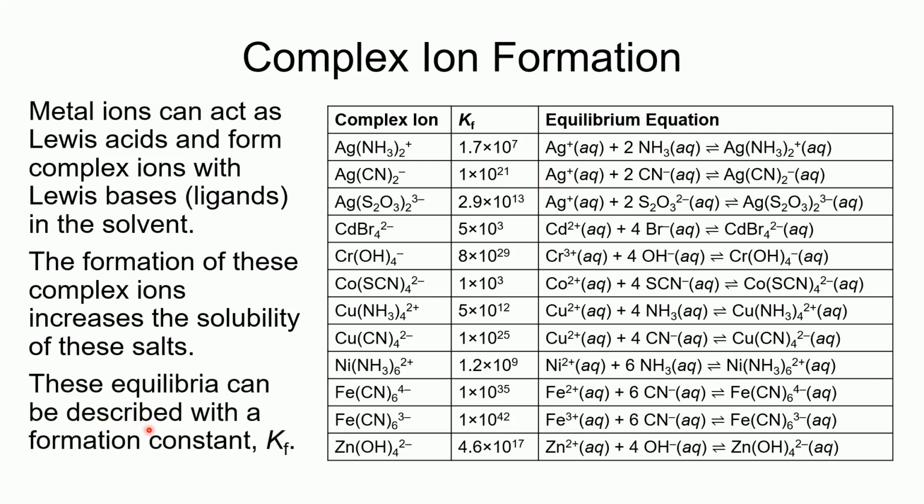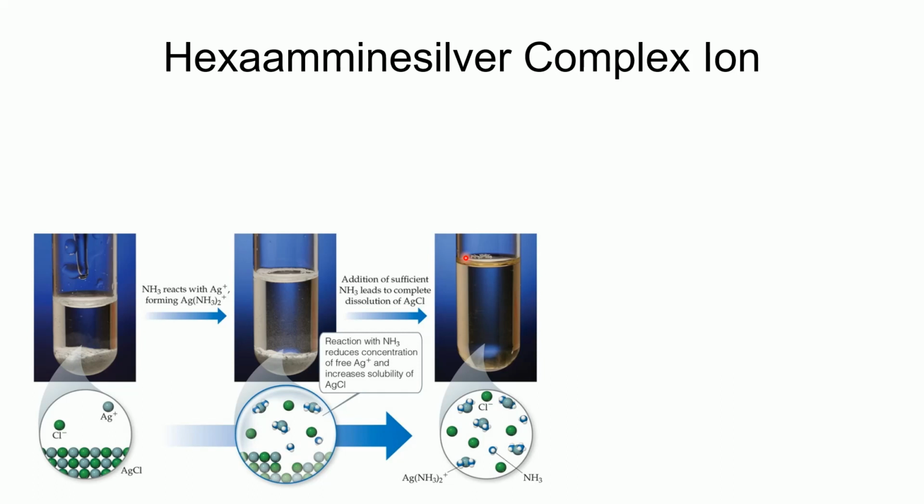So, and then here we can describe this using what's called a formation constant. So it's called a formation constant, and we use Kf as the designation for a formation constant. And as I mentioned, these are large numbers. These are significant numbers.